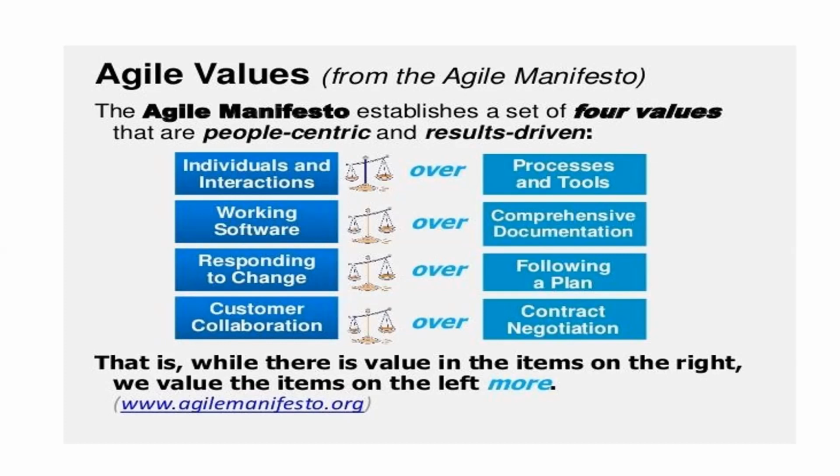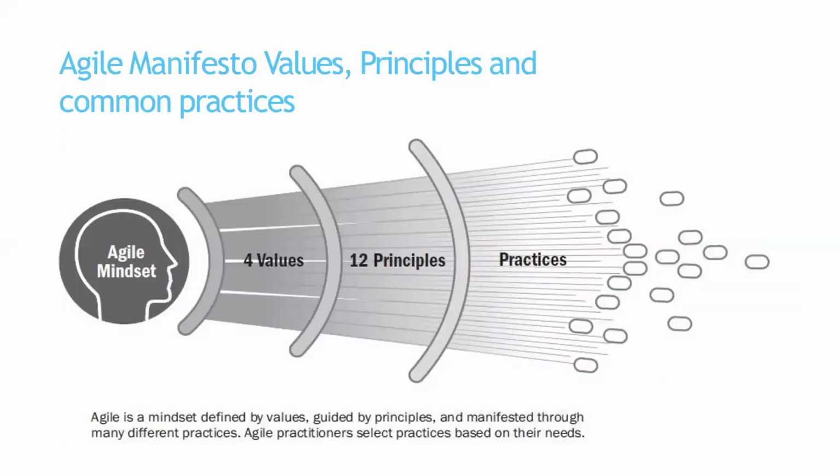So the item on the left is valued more in Agile than the right. From that manifesto, from those values, some principles have been developed to guide Agile, and based on those principles, a lot of common practices have been developed. So Agile is a mindset defined by values, guided by principles, and manifested through many different practices. Agile practitioners select practices based on their need.